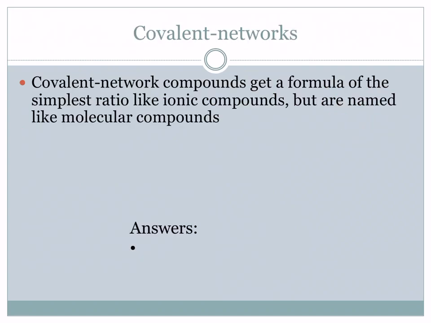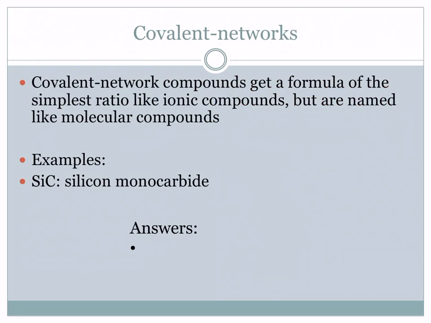All right. Now covalent networks get a formula of the simplest ratio, just like ionic compounds, but we need to name them like a molecular compound, again because we might have some different ratios in other situations. So, for example, SiC is silicon monocarbide. All right, now give these a try here.